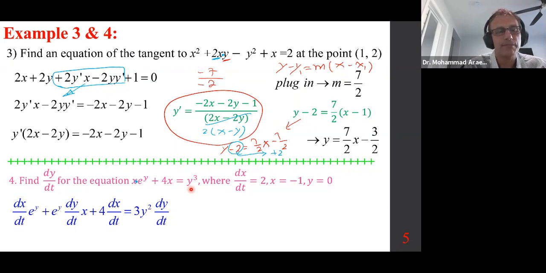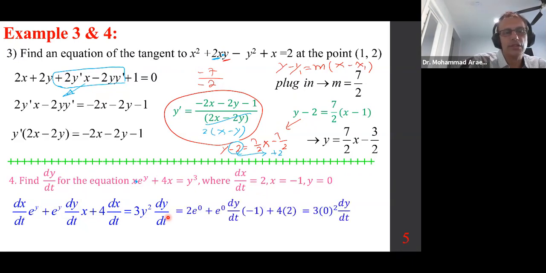Let's plug in. Replace the dx/dt with 2. y with 0. Same thing here. dy/dt, we don't have it. Just keep it. x, replace it with -1. Continue on. And the missing dy/dt will be found. Although you can solve for dy/dt, it's really not a good practice for a question like this. It's a little bit more complicated. So having said that, let's plug in everybody.